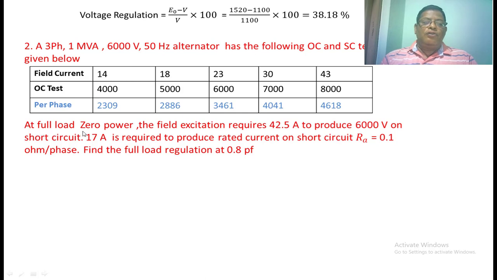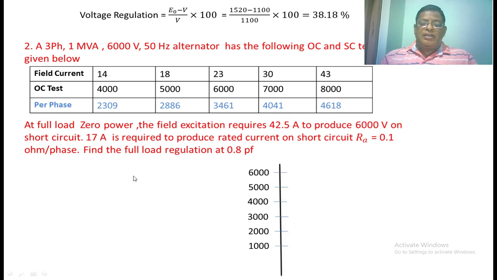At full load, zero power factor, the field excitation requires 42.5 amperes to produce 6000 volts. On a short circuit, 17 amperes of current is required to produce the rated current. RA value is given as 0.1 ohm per phase. Find the full load voltage regulation at 0.8 power factor.